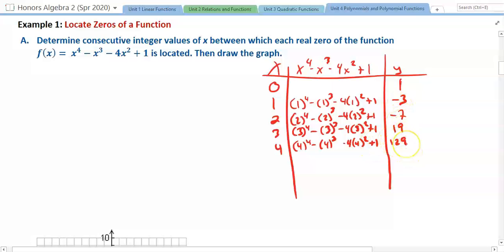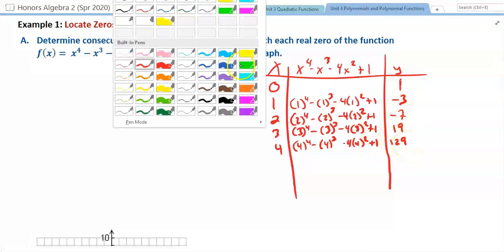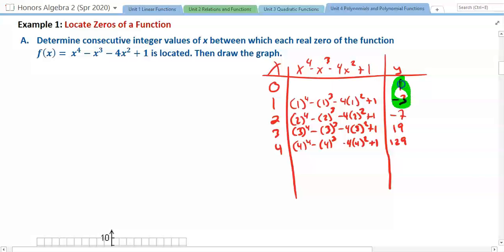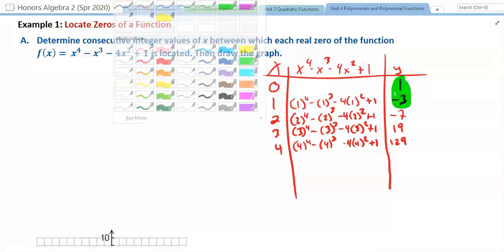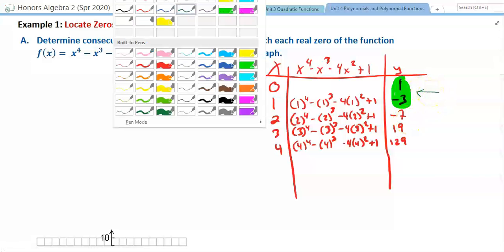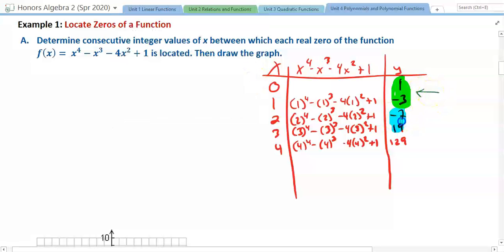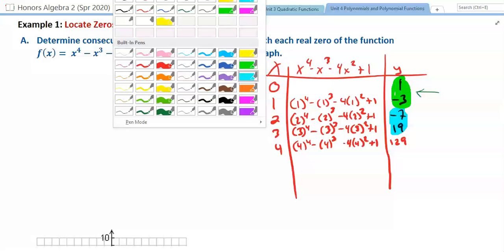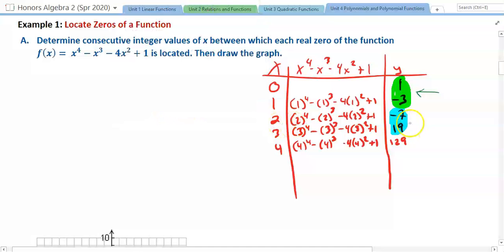So this looks like it's growing forever. But what we see right here from 1 to negative 3, somewhere in between there, we have a change of sign. We've gone from positive 1 to negative 3. So between 0 and 1 is one of our first changes here. We also see a second change when we go between negative 7 and positive 19. So the x values that go along with that are between positive 2 and positive 3.